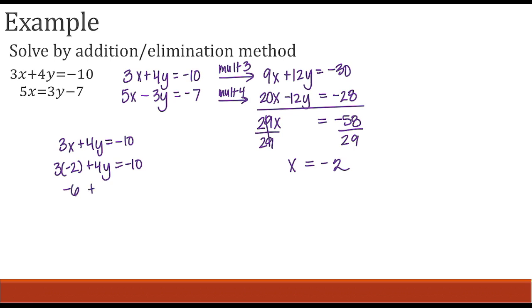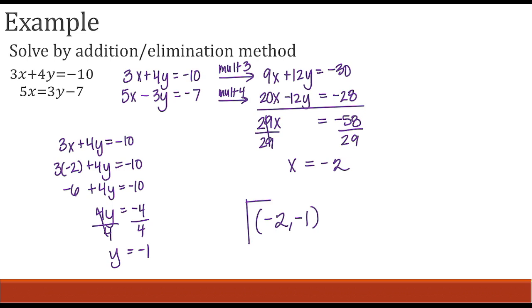So negative 6 plus 4y equals negative 10. If I add the 6 to the other side, I'm going to end up with a negative 4. So adding the 6 over gives me a negative 4. Divide by 4, and I get y equals negative 1. And then remember that we write our answer as a coordinate point, so negative 2 first, the x value, followed by the y value, negative 1.